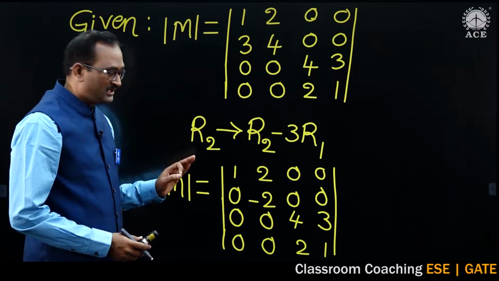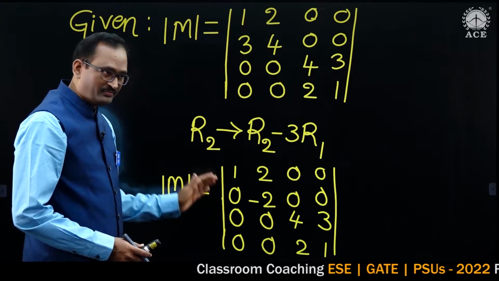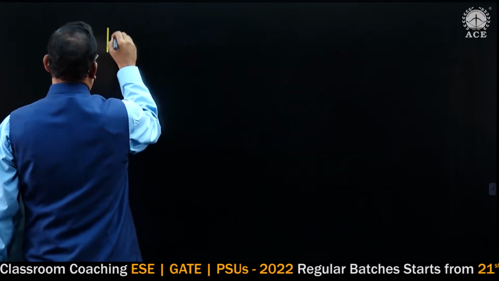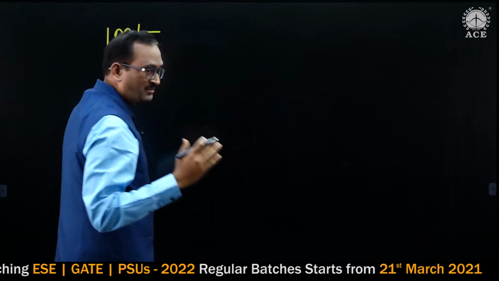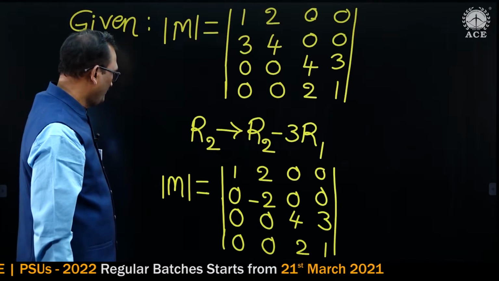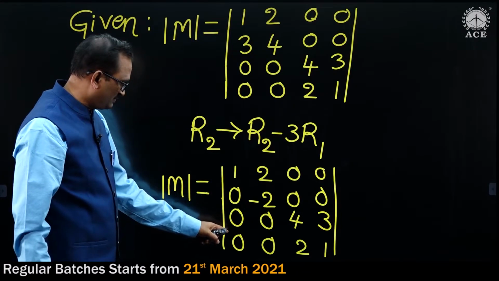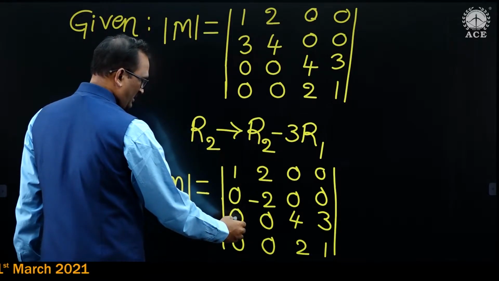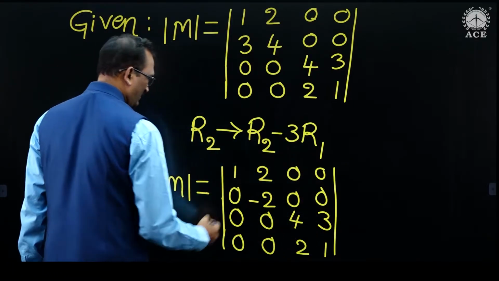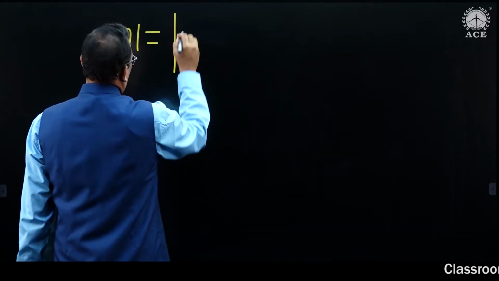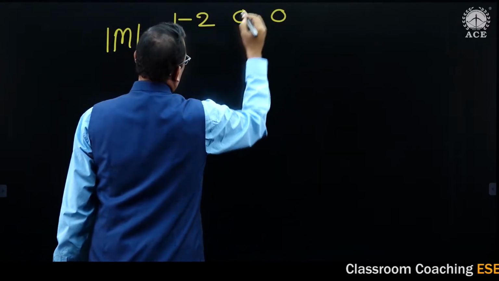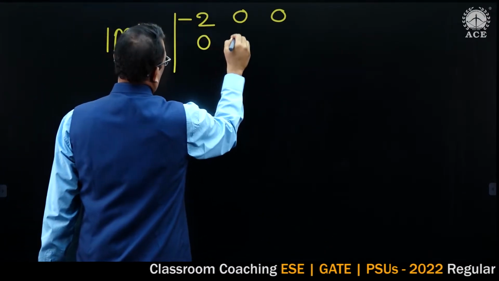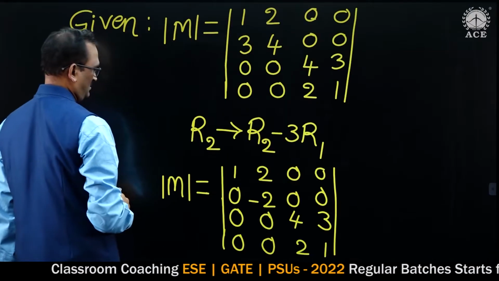Let us find the determinant of the matrix along the first column. Then M is equal to, the determinant is calculated along the first column, so plus minus plus minus signs, plus into 1. Then delete the corresponding row and corresponding column. Find the determinant of the remaining elements, that is minus 2 0 0, 0 4 3, 0 2 1.